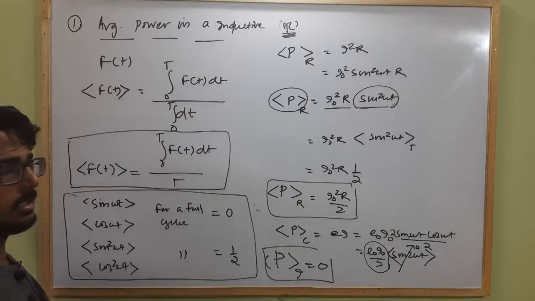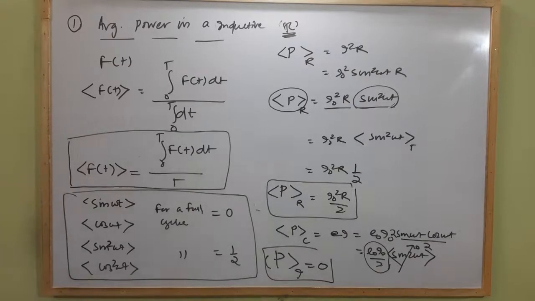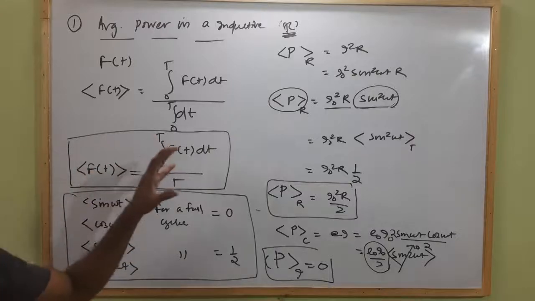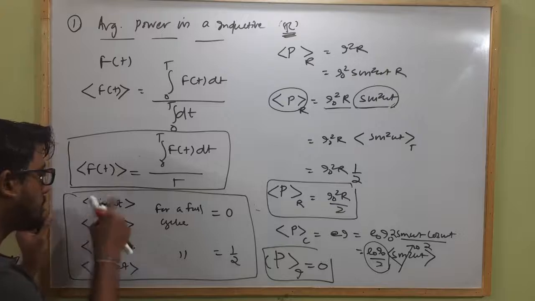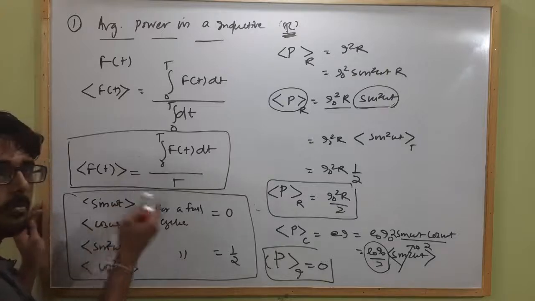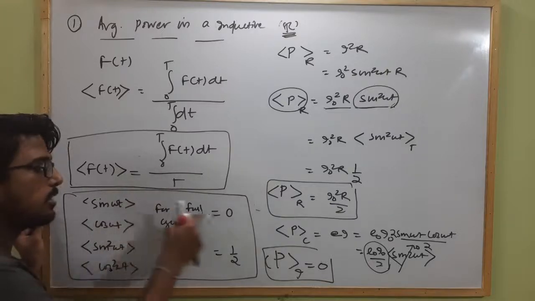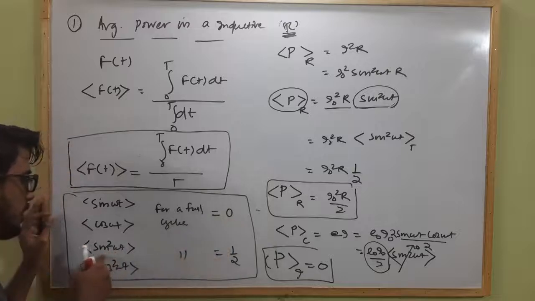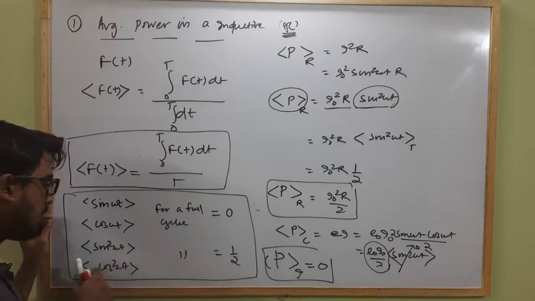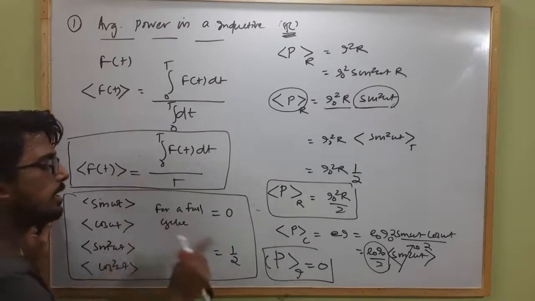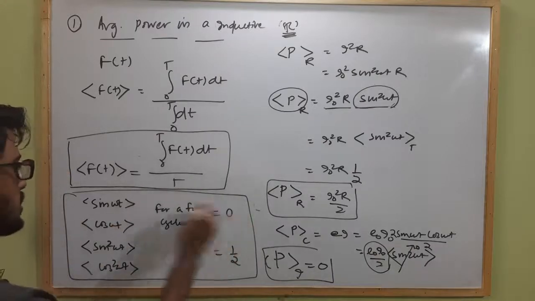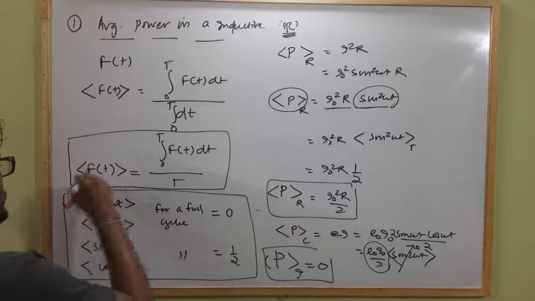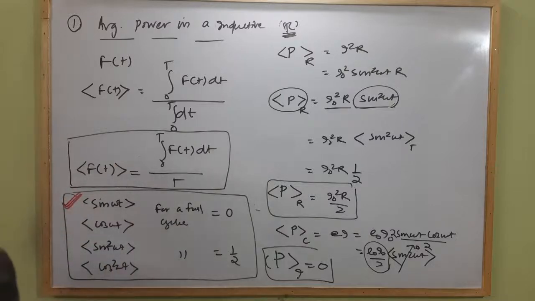Clear? Okay, so if there is any function which varies with respect to time and depends upon a sine or cos value, then over a complete cycle the average value will be 0, and if it depends upon sin square omega t or cos square omega t, for a complete cycle its average value will be half. You can remember these values for numerical solutions. Clear?